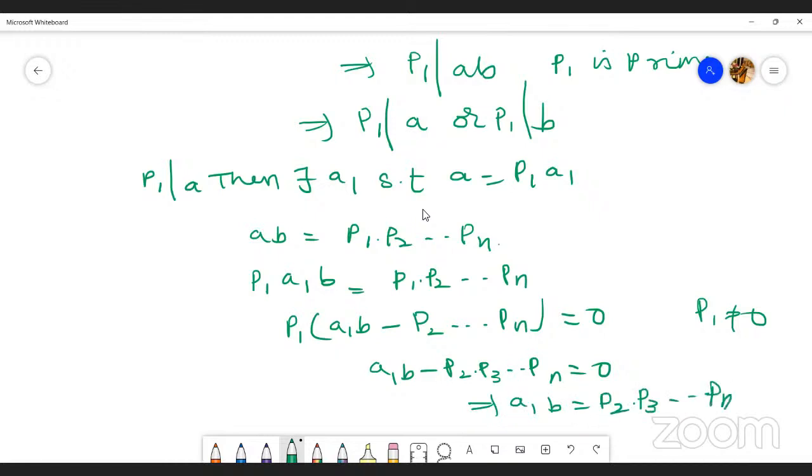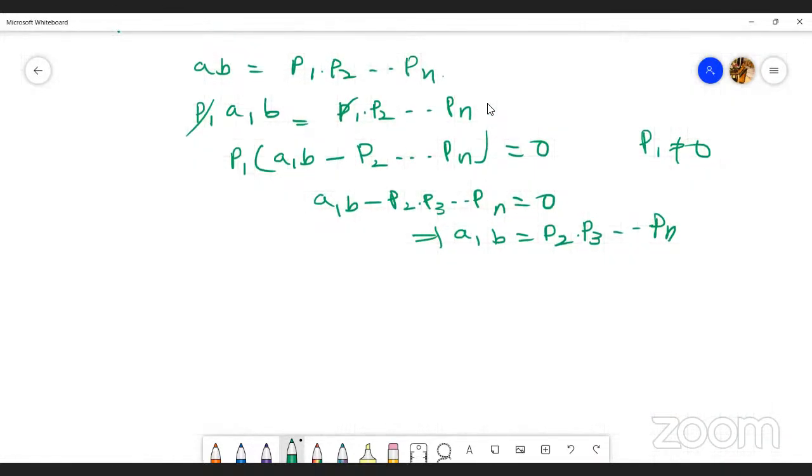Or you can say cancellation law holds. I told you, a ring has no zero divisors if and only if it satisfies the cancellation law. Now we make use of induction on n to prove that either A1 or B is in T, so that A or B is in T. So that you will get T is a saturated multiplicatively closed set.